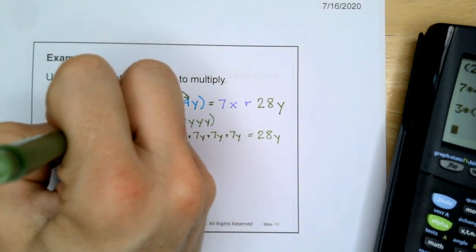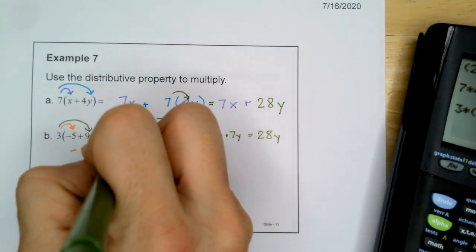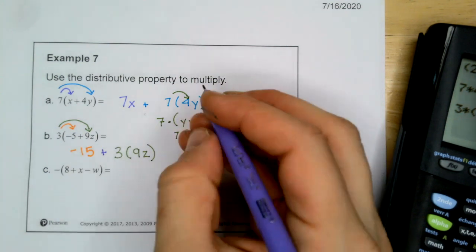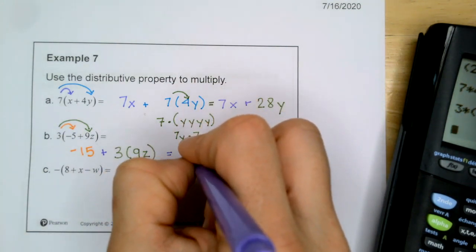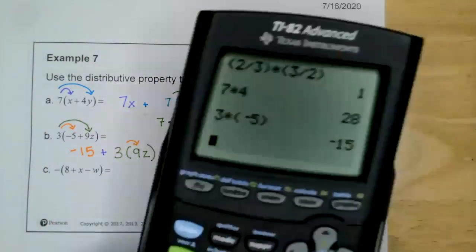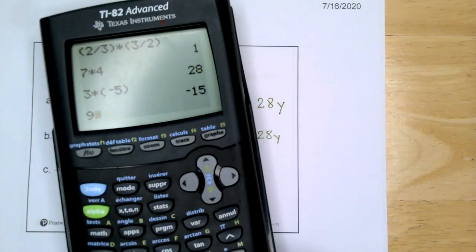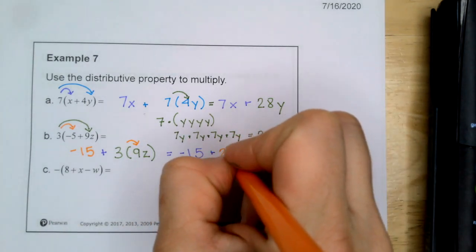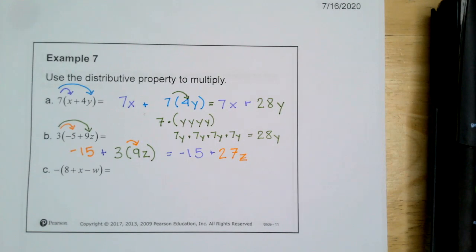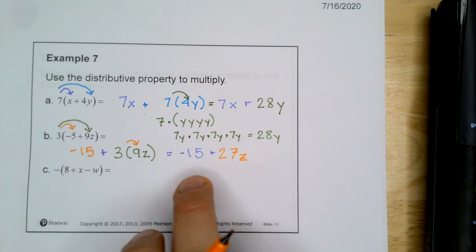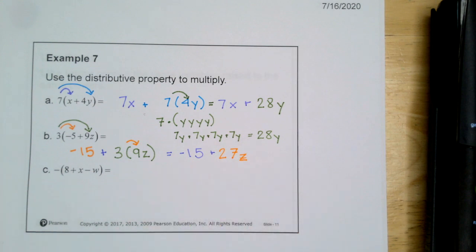Take that 3, distribute it to the 9z. 3 times 9z. That -15 stays the same. Take that 3, multiply it by 9. I have 9 z's right now, but I'm going to multiply them each by 3. All 9 of them multiplied by 3 is now 27 z's. Okay, and you're done. That's as simple as you can make it. You can't add -15 and +27 because one of them is z's and the other is just 15. No z's. Good.